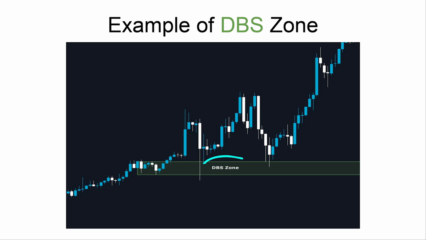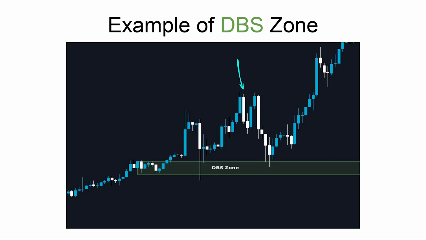Here we have a DBS zone, defined by the highest opening price of this down candle, and we draw it all the way down to the lowest price of this range, including this wick here. We'll notice that price made a significant higher high away from this zone and eventually comes back to retest the DBS zone. When price does come back, we see buyers step in and push price up further, making yet another high.